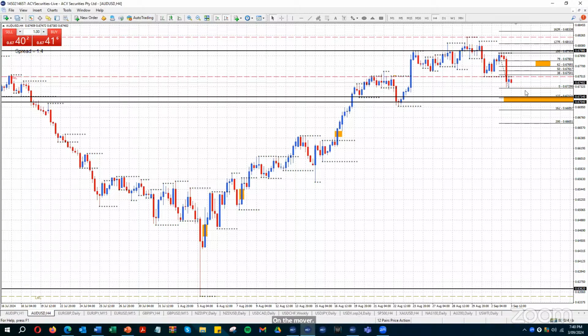But support at the moment, we'd have to break 67.00 for support to break. So if you wanted to get short, don't get too short towards 67.